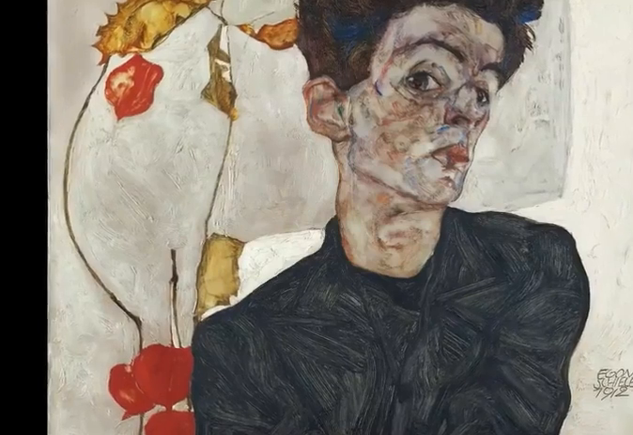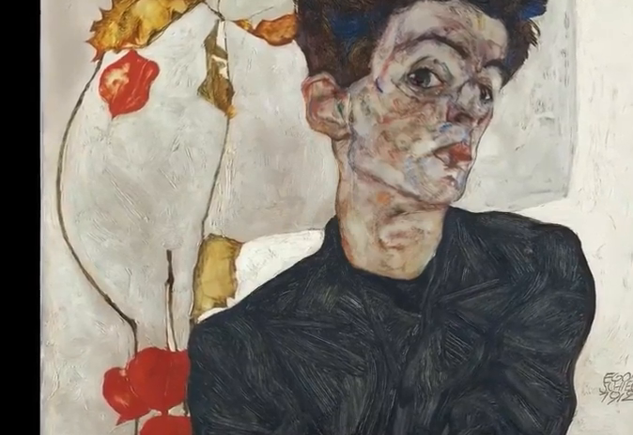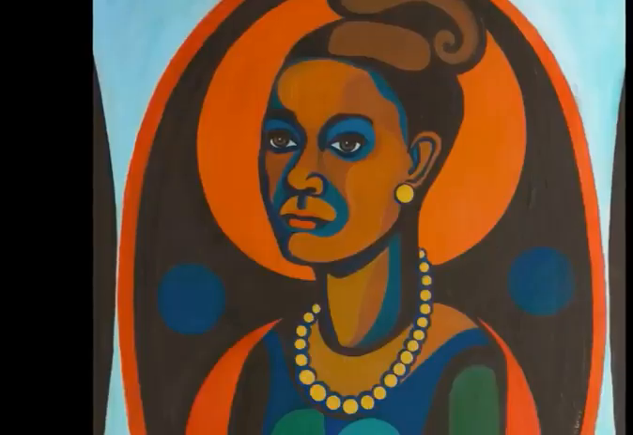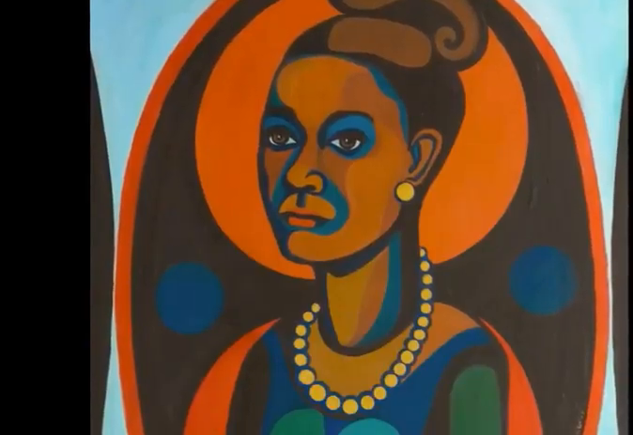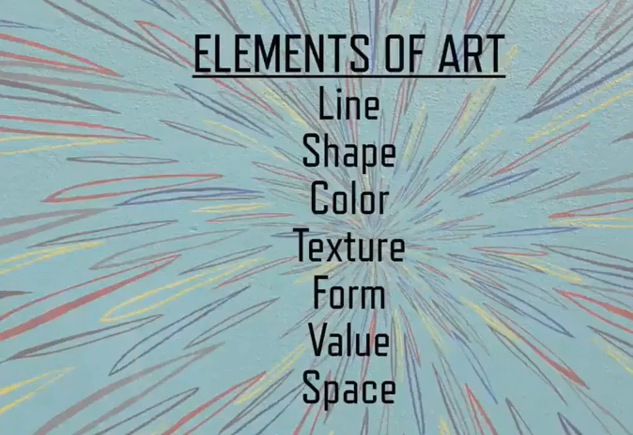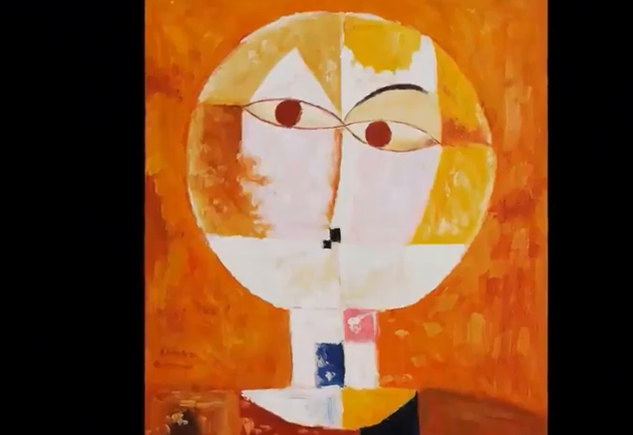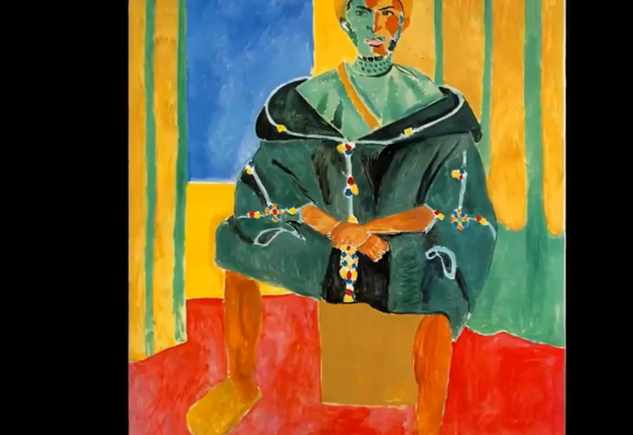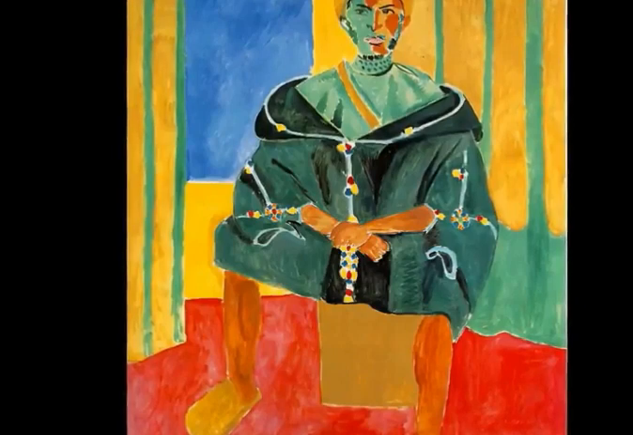Each of these pictures is a self-portrait by a well-known artist. Although they are portraying very similar things, one main idea that differentiates them is how the artists have used line in their work. Line is one of the 7 elements of art, along with shape, color, texture, form, value, and space. These 7 elements are the building blocks of all art and are a great place to start when analyzing or interpreting works of art.